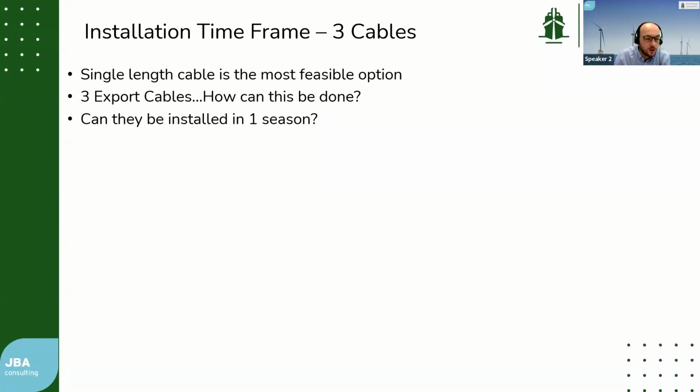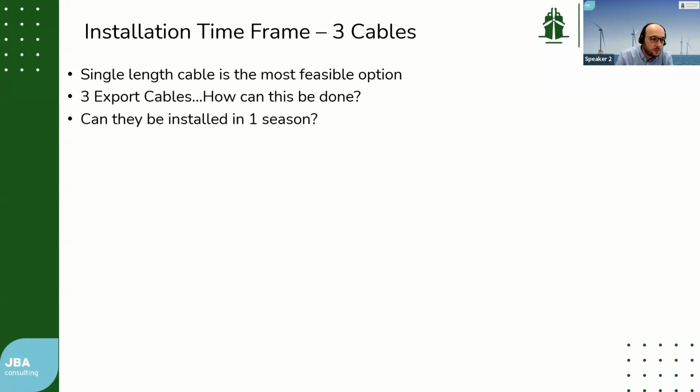So we wanted to know, well, could they all be installed in one season? We don't know if they have to be, but it's always worth noting because that might save you some money on mobilization costs.